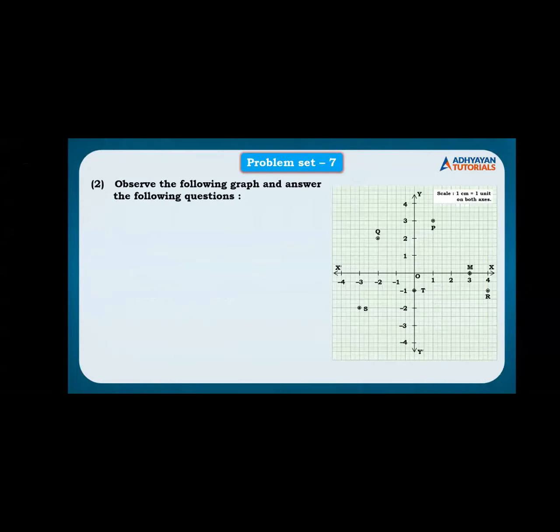So observe the following graph and answer the following questions. This is question 2 of the problem set. Write the coordinates of point Q and point R. So I'll start with point Q, children. Point Q is right here. It asks for its coordinates. So what is the pattern of coordinates? X coordinate, y coordinate, right? So in order to locate the x coordinate, I'll have to drop a perpendicular on the x axis. So when I draw a perpendicular on the x axis from point Q, what I find is the x coordinate is -2, right? And the y coordinate is 2. So the answer is -2, 2.